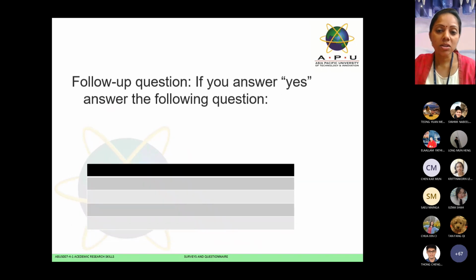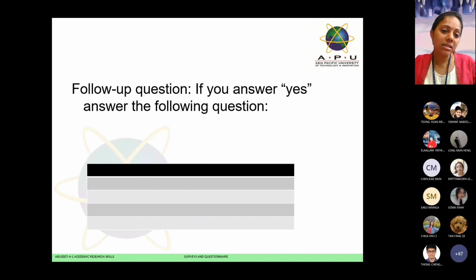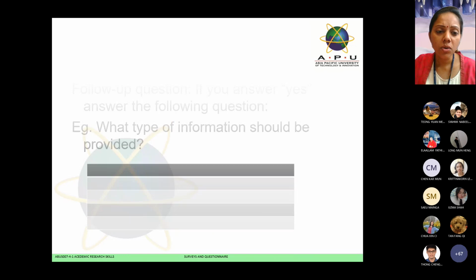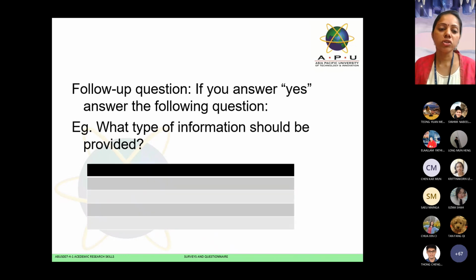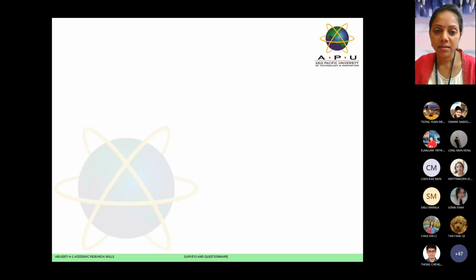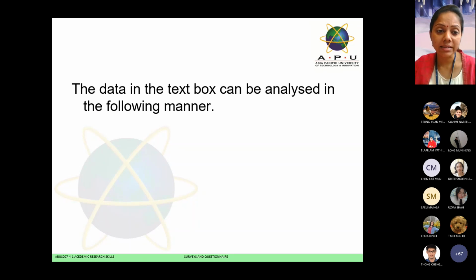Okay, so that's a filter question. Sorry, that's a filter and this is a follow-up. Sorry, I got it mixed up. So then, what type of information should be provided? So the next stage. But these kind of questions, please avoid because you only have 30 questions to construct. Okay, so you cannot afford to do this. All right, you won't have enough data to analyze then.